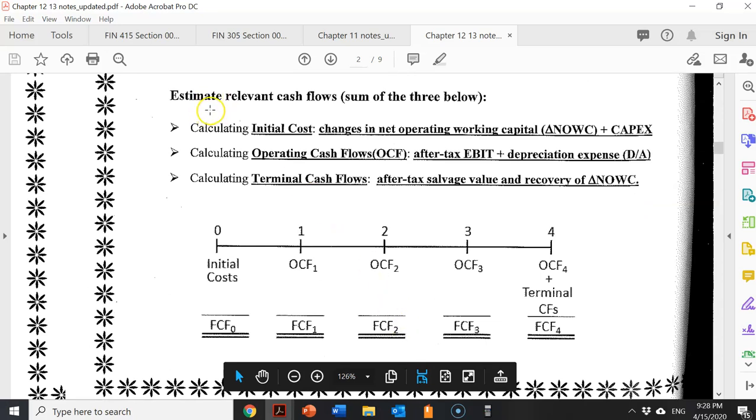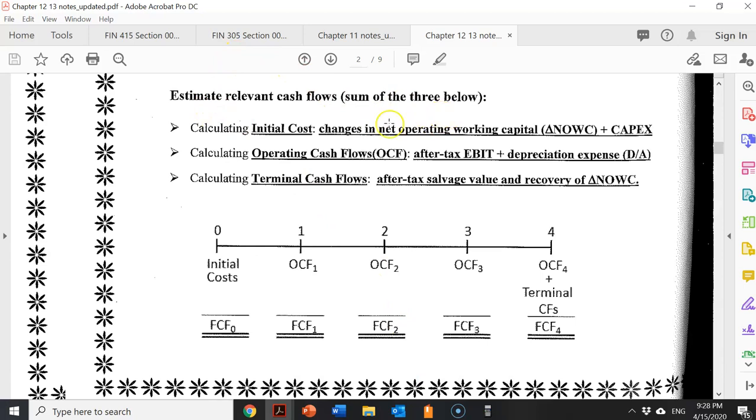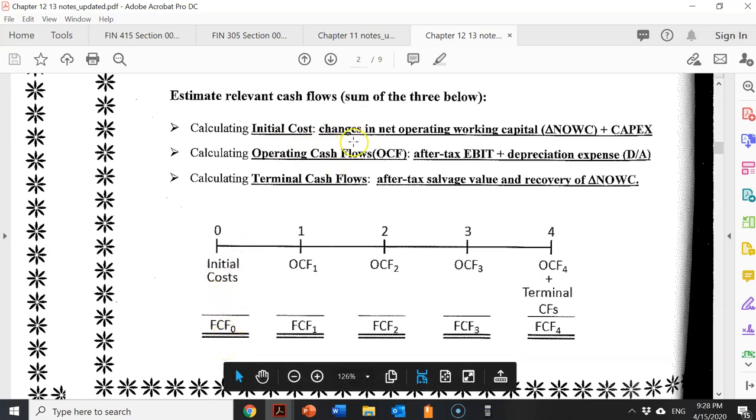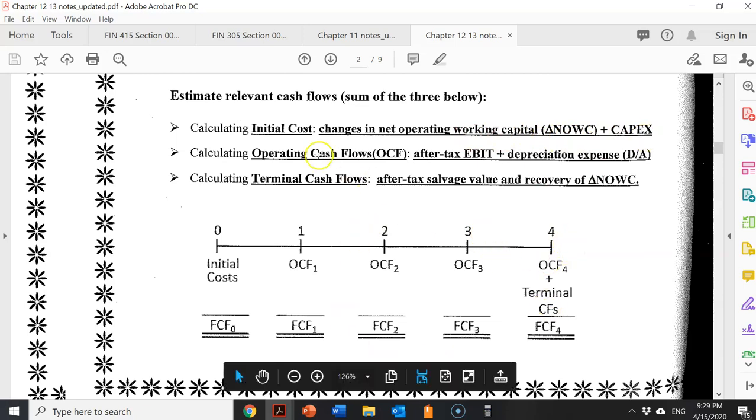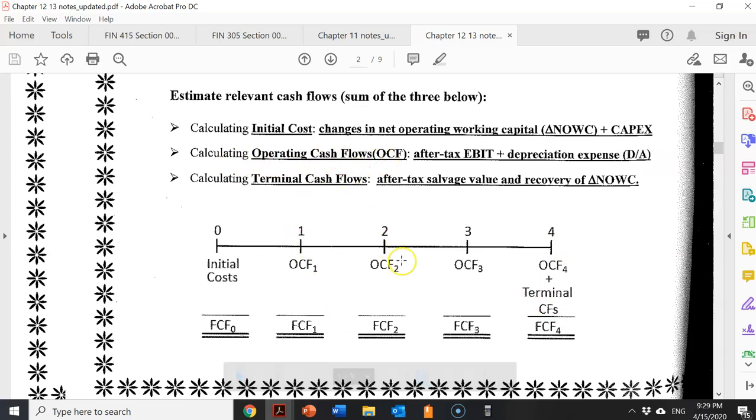Estimate relevant cash flows, the sum of the three below. We will calculate the initial cost at time zero, and this is going to be free cash flow 0. It's going to be the change in net operating working capital, delta NOWC, plus capital expenditure. During the lifetime of the project, we will calculate operating cash flow, OCF, at time 1, 2, 3, 4 for this 4-year project. It's going to be the after-tax EBIT plus depreciation as our OCF 1, 2, 3, 4.